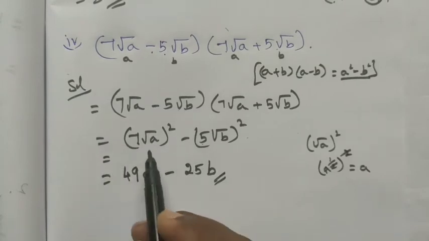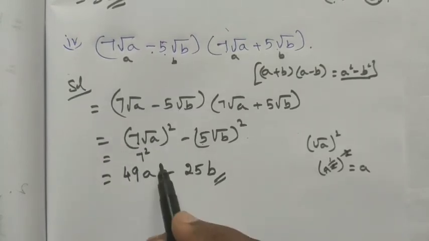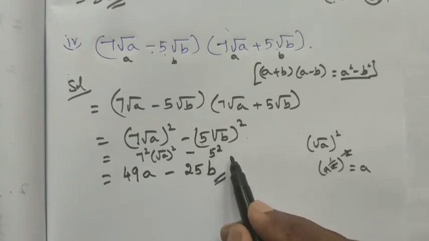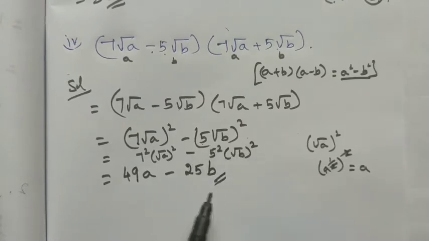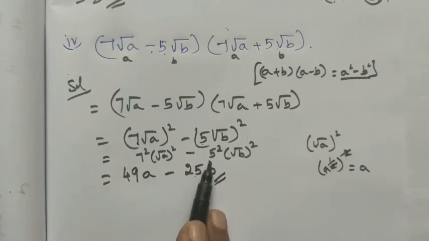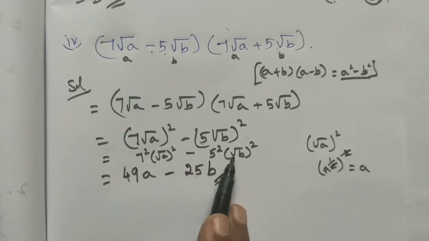Or otherwise, if you are not understanding, just write one more step. 7 square into root a whole square minus 5 square into root b whole square. Now we can easily understand: that is 49 a square. The square and root will be cancelled, 25 is 5 square, and then root and square will be cancelled, we get b.